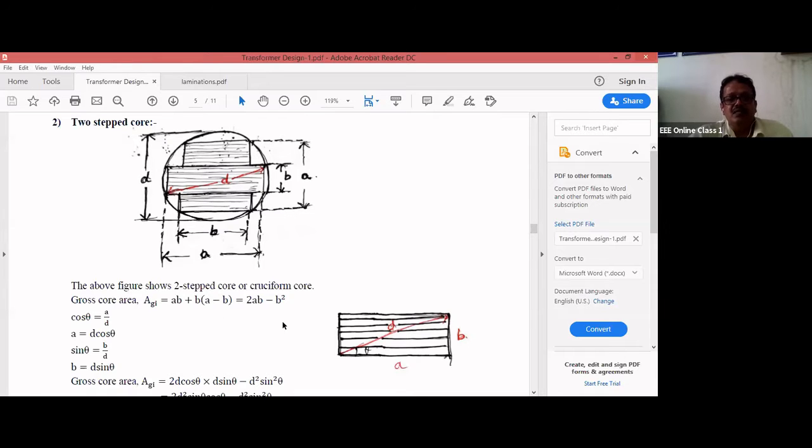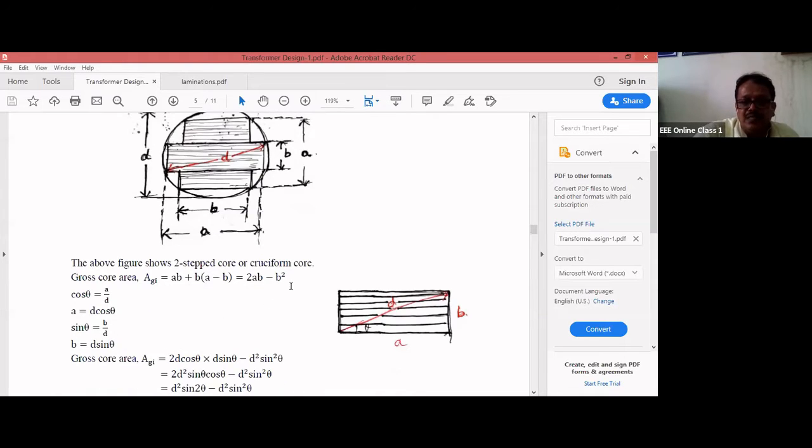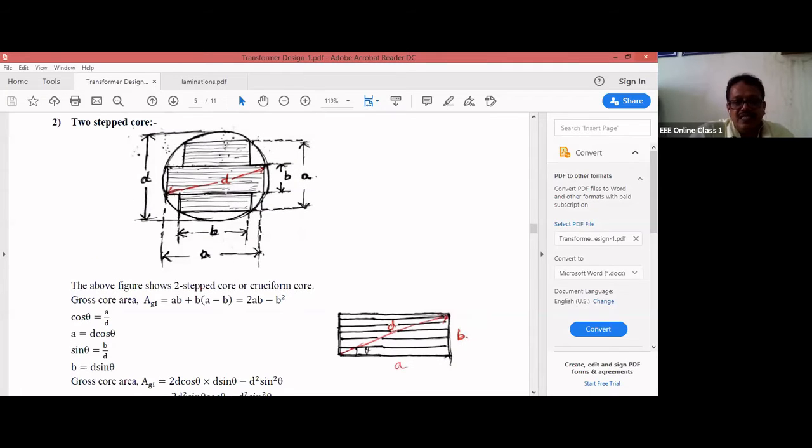If you solve this one, then what do you get? 2AB minus B square. 2AB minus B square. Once again, I'll repeat. For each two-step core, we have two sections. This is one part of the section, and this is another part of the section.